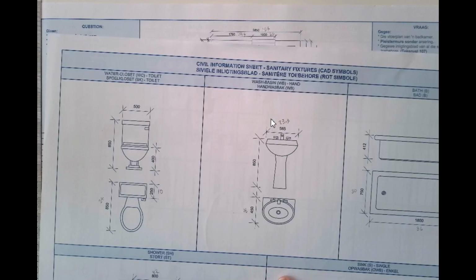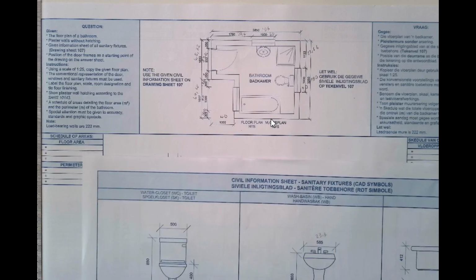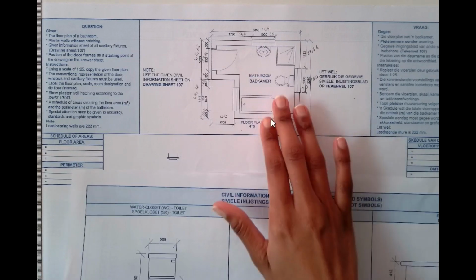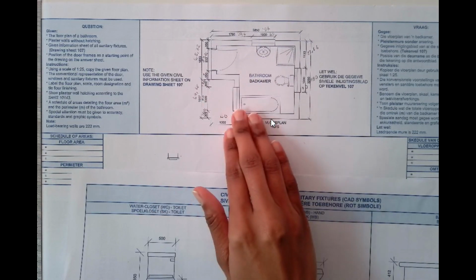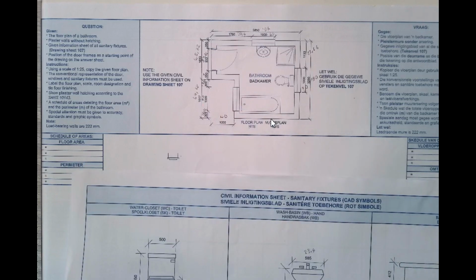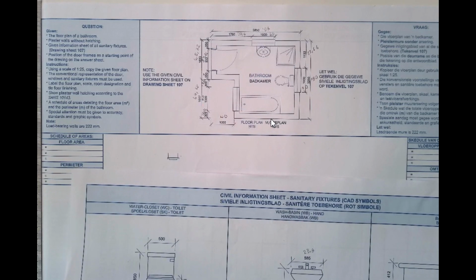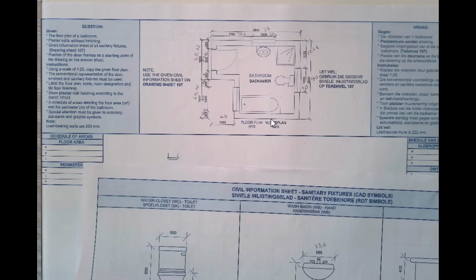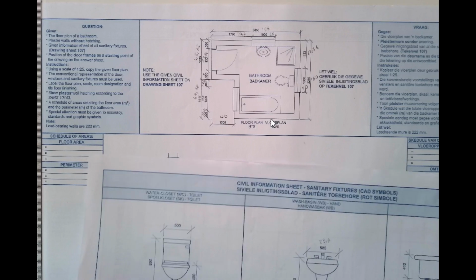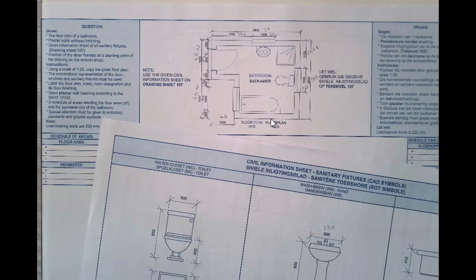Going to the question, we are meant to use scale 1:25, copying the given floor plan. And as you can see, even on the floor plan, I've already converted all of my dimensions according to scale 1:25, and you must show the conventional representation of the door, windows, and sanitary fixtures. So if you don't remember the conventional representation, there is a page that is given to you that I will show you just now.